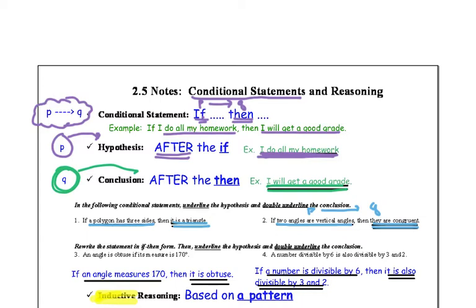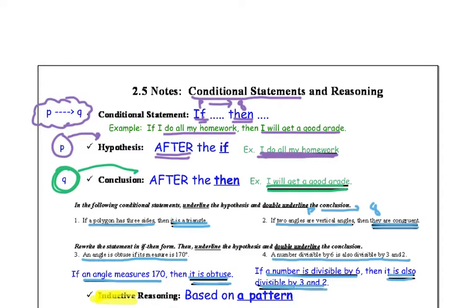Sometimes things aren't always written in if-then form, so maybe we have to rewrite them. Originally number 3 says an angle is obtuse if its measure is 170. We rewrite that in if-then form: if an angle measures 170, then it is obtuse. Same sentence, just rewritten. Number 4 says a number divisible by 6 is also divisible by 3 and 2. We would say if a number is divisible by 6, then it is also divisible by 3 and 2.